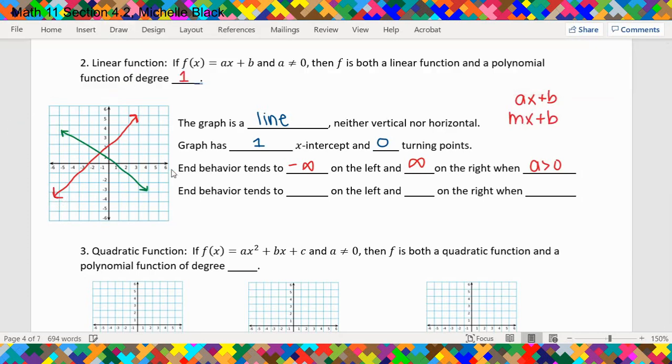For our green graph, the end behavior tends towards positive infinity on the left and negative infinity on the right. And this happens when we have a negative slope. Saying positive infinity on the left means our y values are getting larger as our x values are getting smaller. And negative infinity on the right means that our y values are going down and getting smaller as our x values are getting larger.